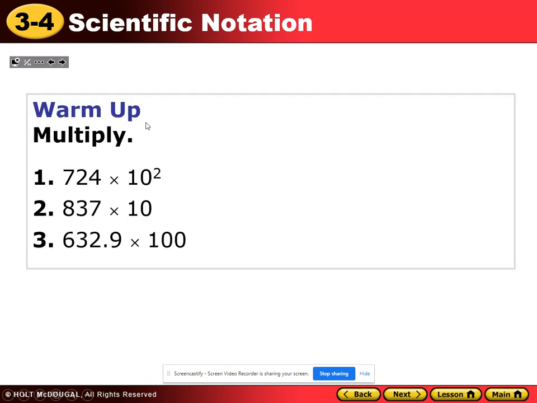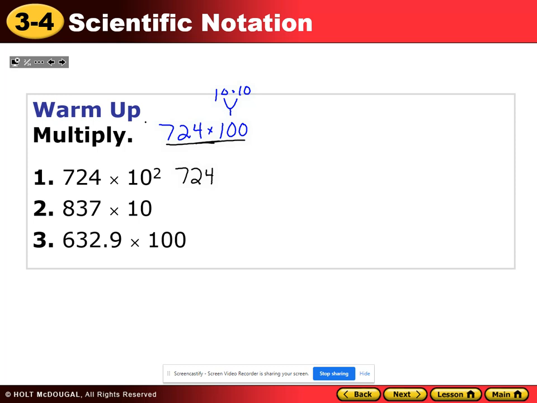So, 724 times 10 to the second. We need to think of that as 724. Well, what's times 10 to the second? 10 to the second is 100, because 10 times 10 makes 100. Now, what I'm going to tell you to do, think 724 times 100.